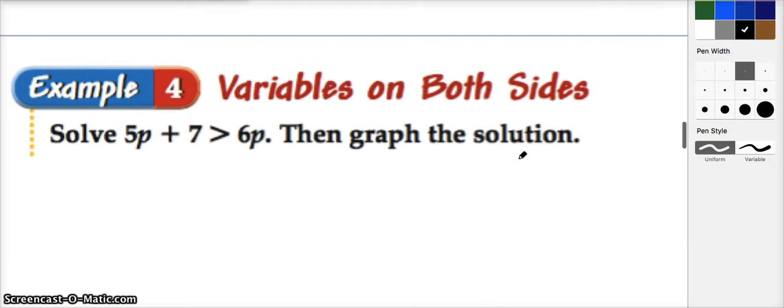Number 4, variables on both sides. Again, if you know how to solve an equation, this is kind of like fun baby stuff to you. You're like, this is awesome. If you were having trouble solving equations, then this is going to be challenging, and that's something that we should talk about. So here we've got 5p plus 7 is greater than 6p. Let's move our variables over to one side. So we have a -5p.